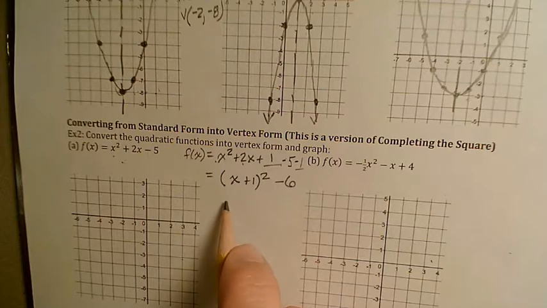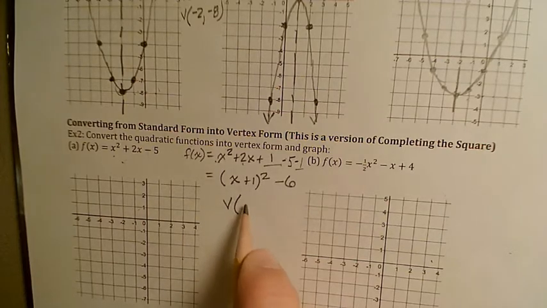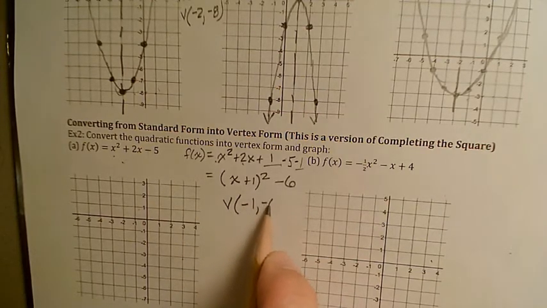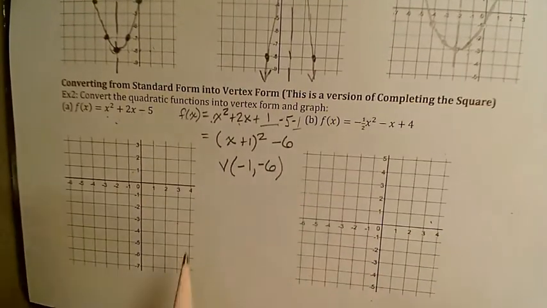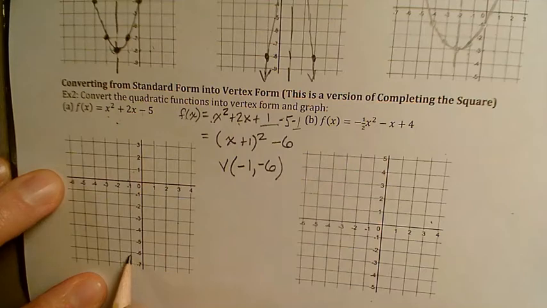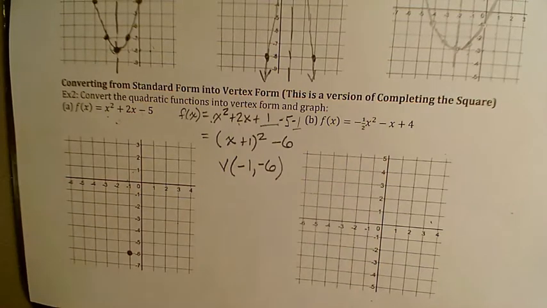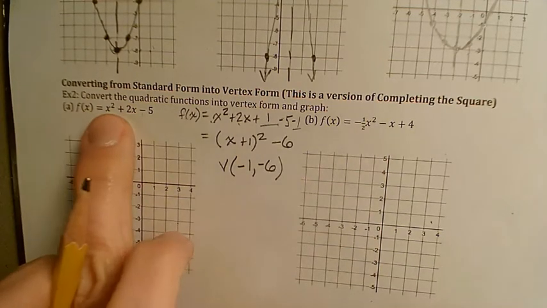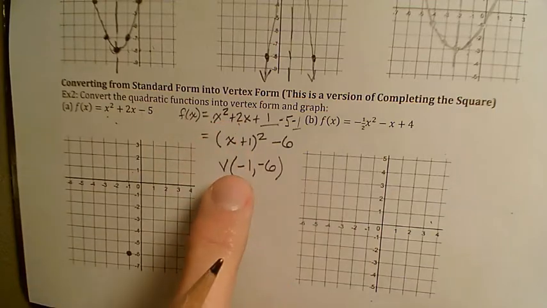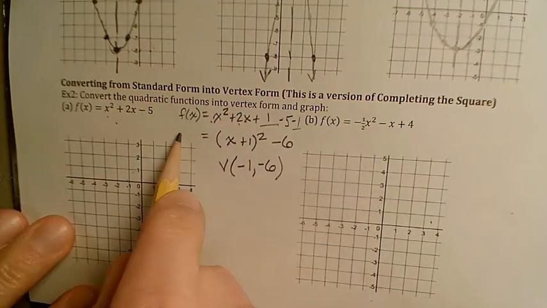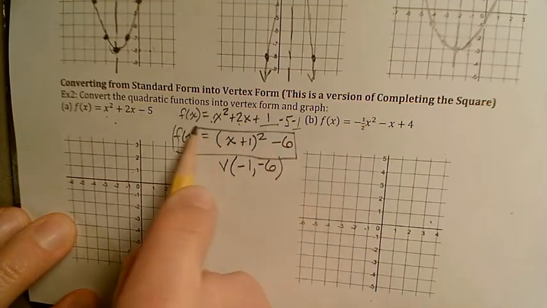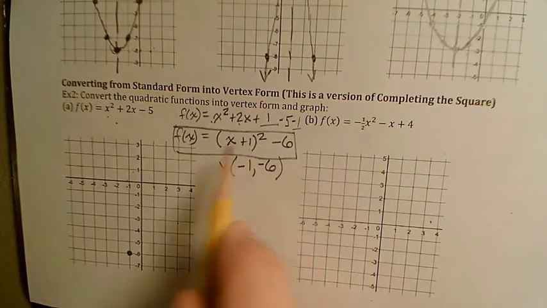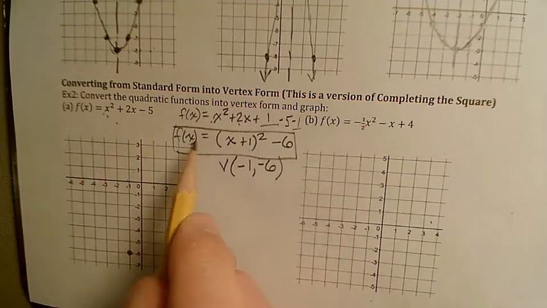So I can very easily now say the vertex is going to be -1, comma, -6. I'm going to plot that point here, -1, -6. There's my vertex. The leading coefficient, whether you look at this one or the new form here. Let's do this. Let's box that in. This is the vertex form. That's the standard form. A is the same in both.